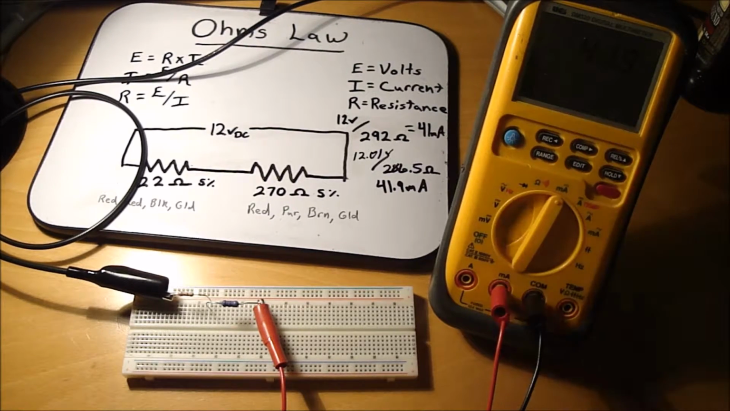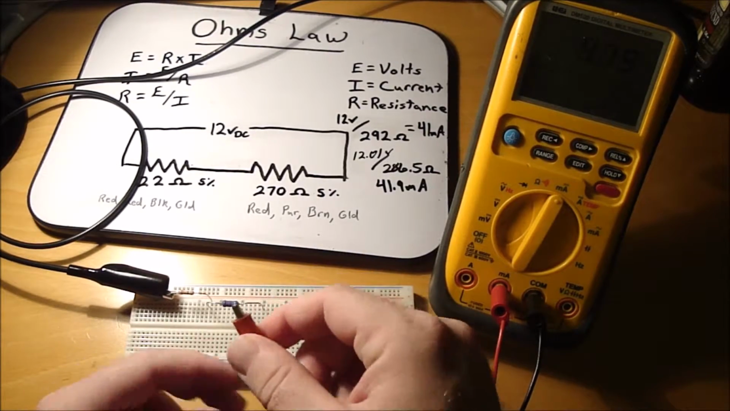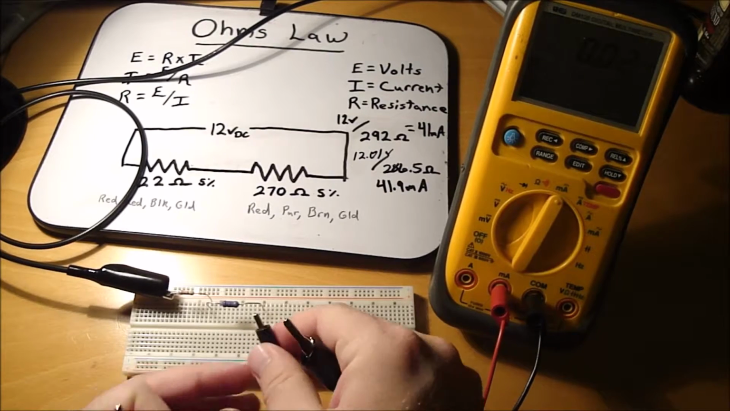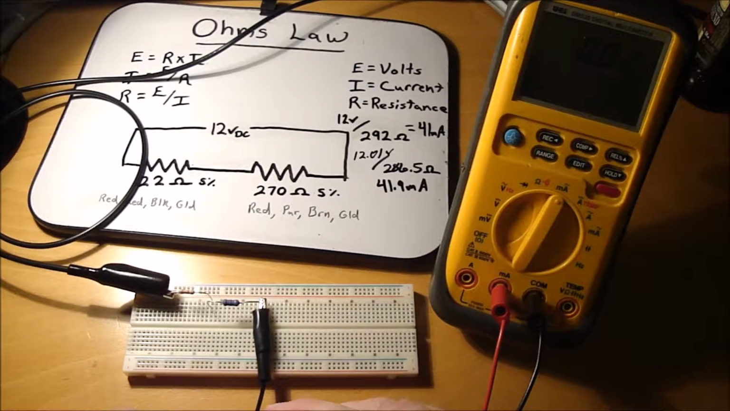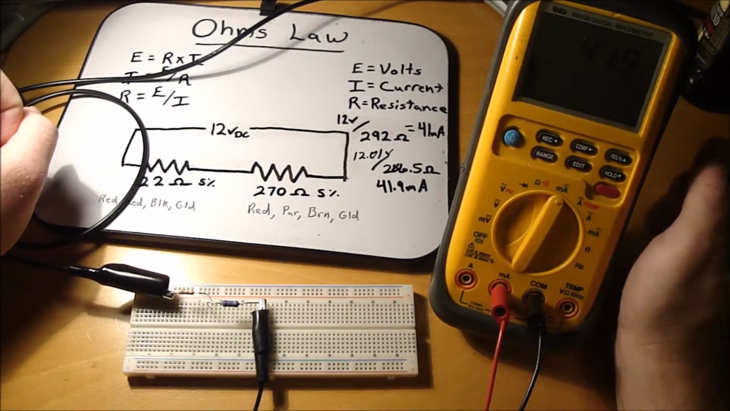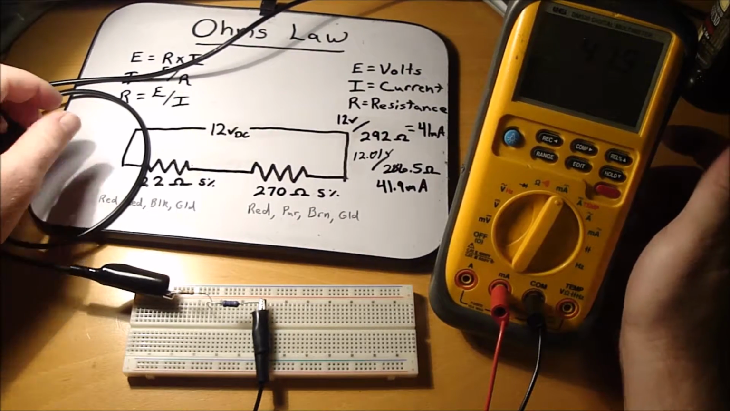It shows a negative there, but that can easily be fixed. It's just the direction of the current flow making it show that, so just switch that around. There we go. So let it stabilize again, and it'll probably go back to 41.9. There it is. So there we go. The math shows the reality of the circuit.